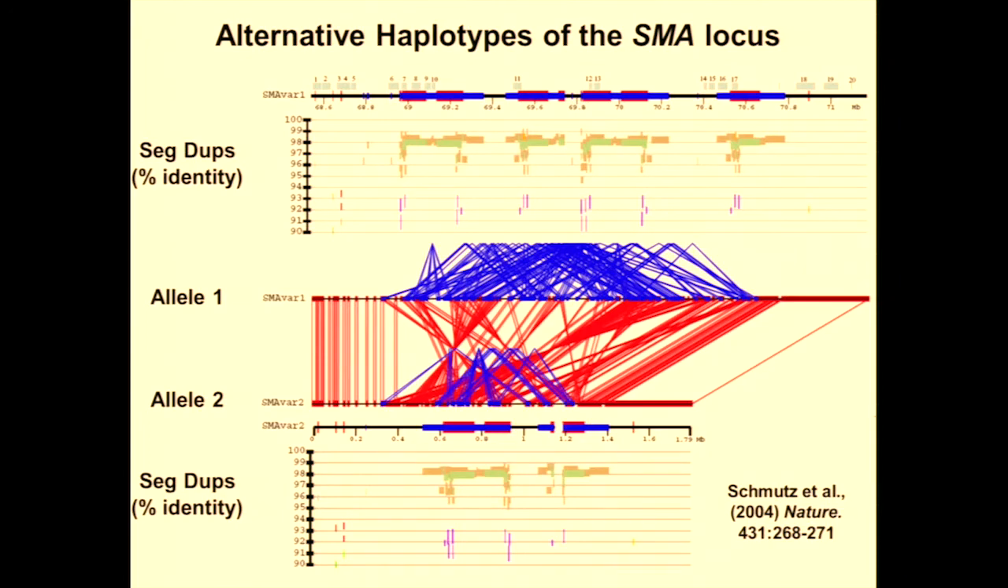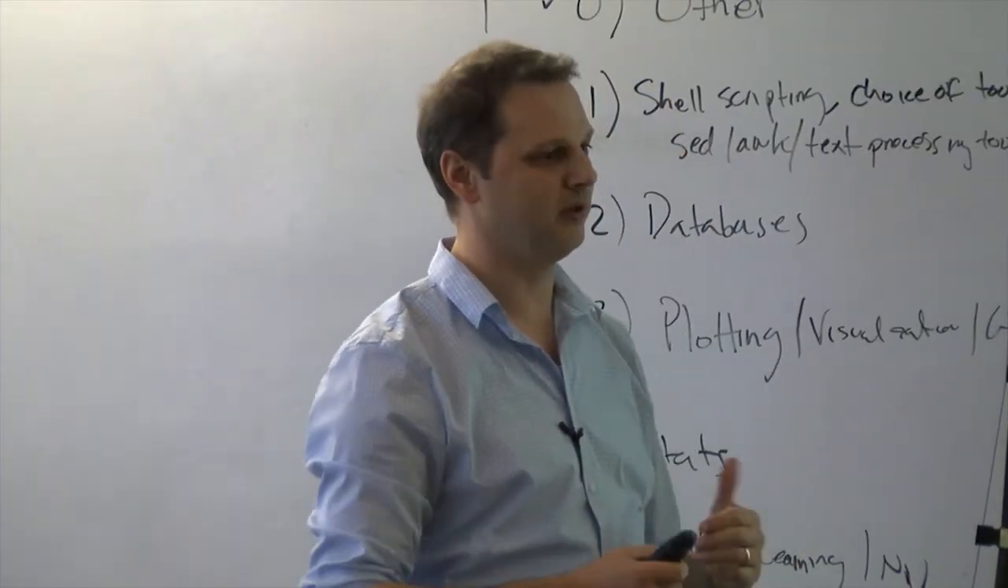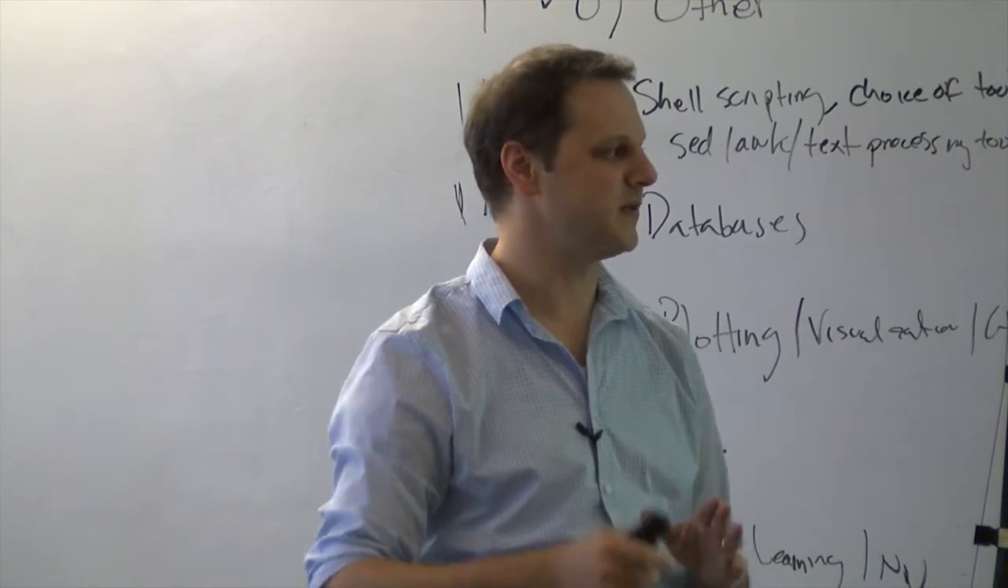And just to illustrate that more, here's an example of one of these alternate haplotype loci. This is a region on chromosome 5 called the spinal muscular atrophy locus. The original haplotype that was assembled looked something like this. I'll tell you more about what segmental duplications are in a bit. And then this is actually a figure taken from the original paper where they sequenced chromosome 5. They went back into the BAC libraries, picked out all the other clones they could map into this region, reassembled them. So it's presumably the second chromosome in there.